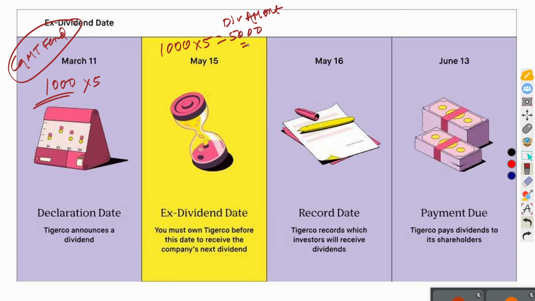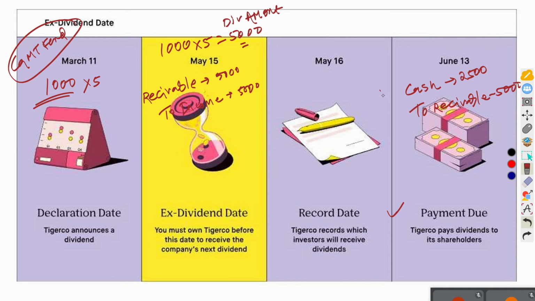You check the dividend on ex-date, and as an accountant, you recorded it. So how do you record it? Dividend receivable to income. So you recorded 5000. But when you received cash on the payment date, so let's say you have received cash to receivable, let's say you have received 2500 cash, then you got shocked because you recorded receivables of 5000 and you have received cash of 2500.